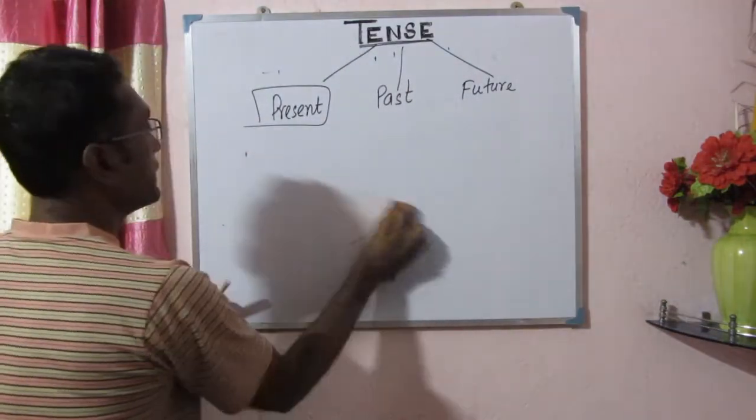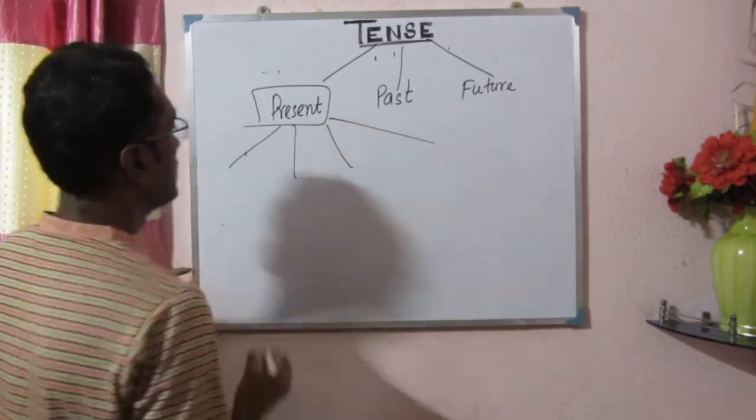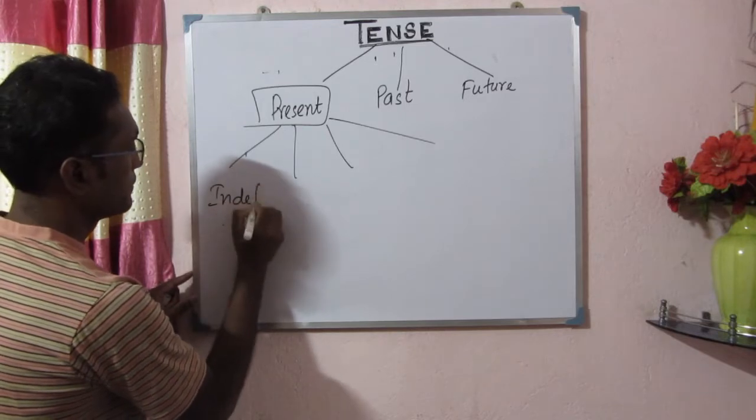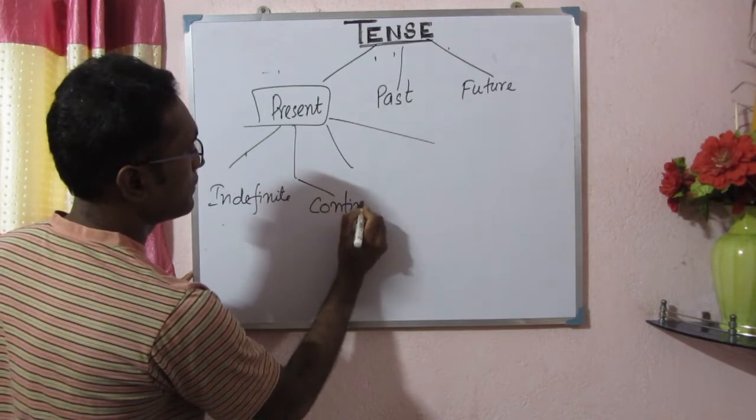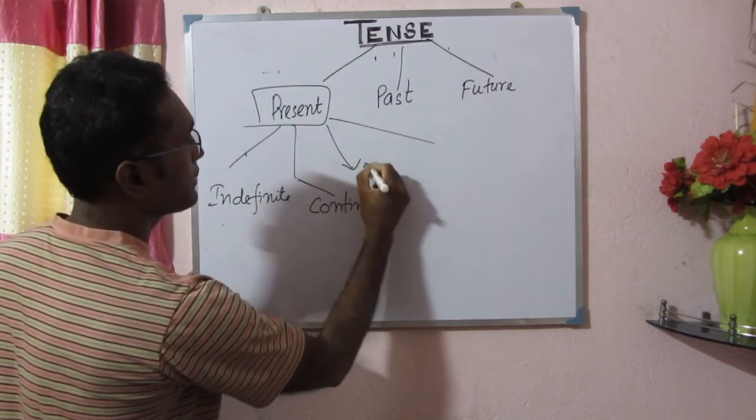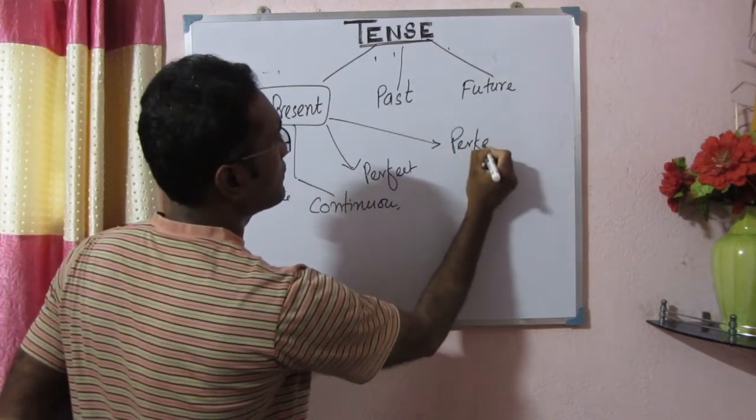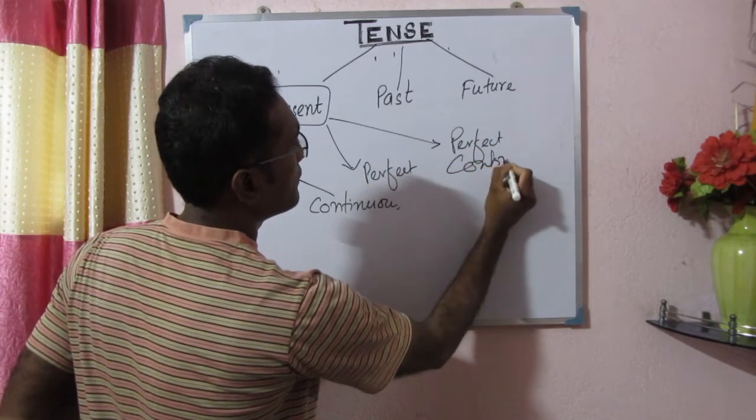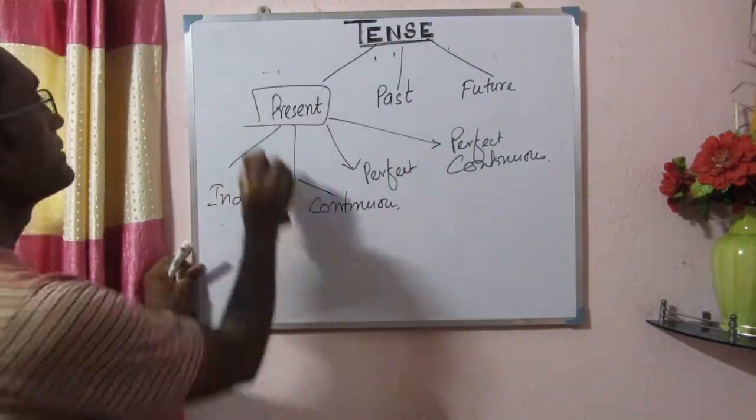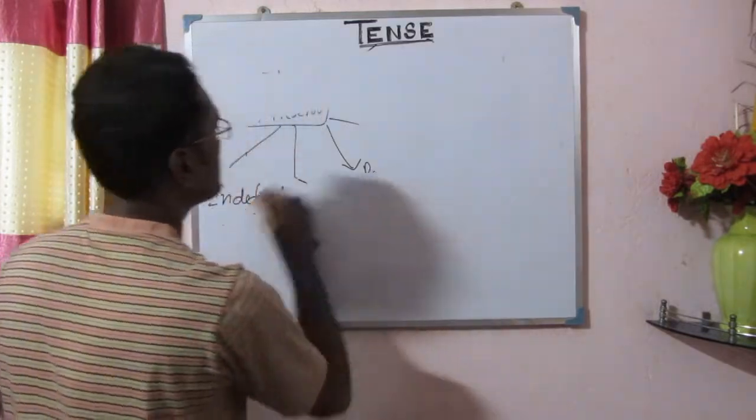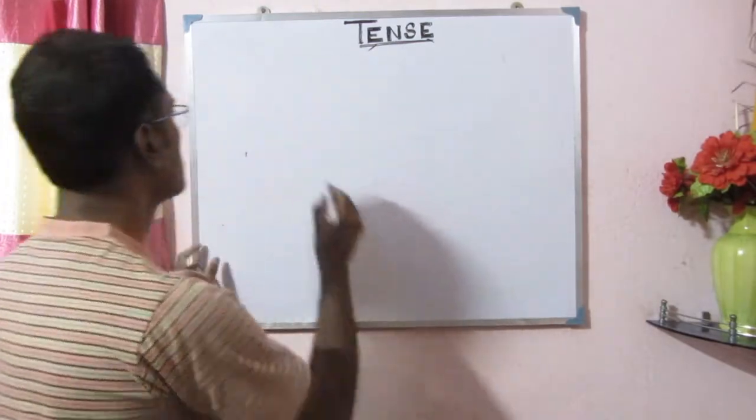Now we divide present tense into four parts: indefinite, continuous, perfect and perfect continuous. Now we discuss present indefinite tense. How do we use present indefinite tense? What are the rules?